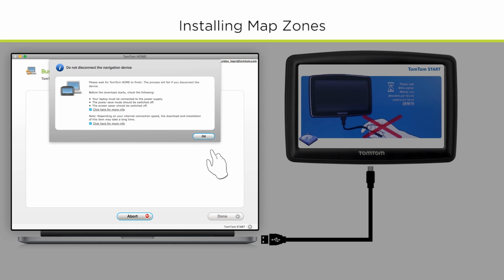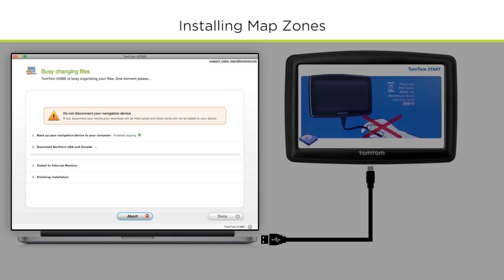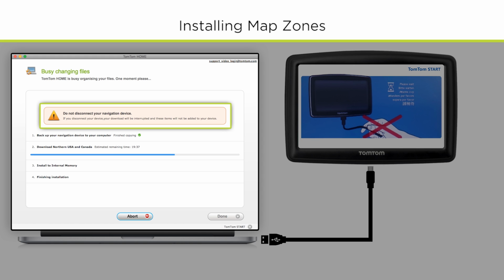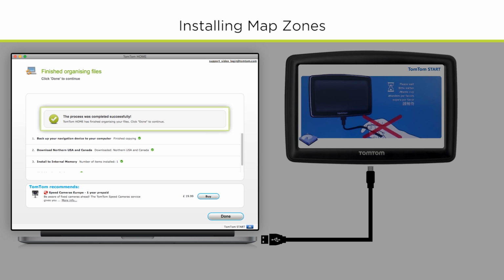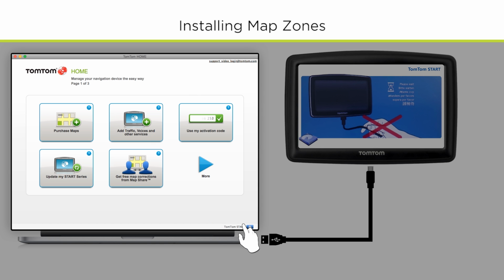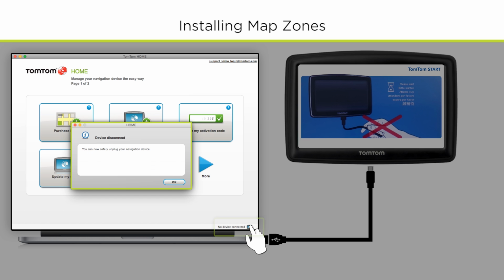The map zone will be downloaded and then installed to the internal memory of your device. It is important that you do not disconnect your device. Once the map is successfully installed on your device, you can click Done. To safely remove your device, click the eject button in the bottom right before disconnecting your device from the computer.